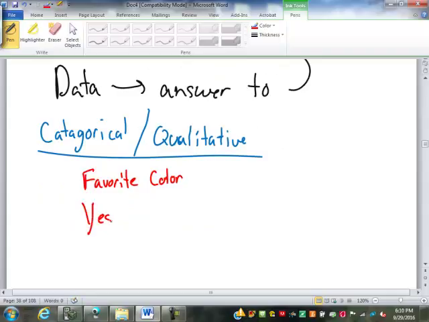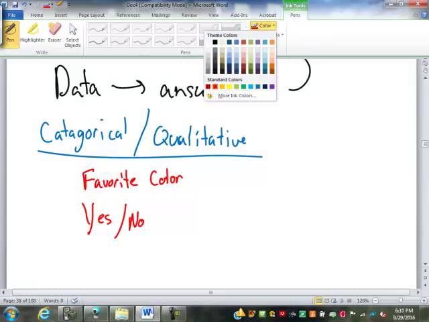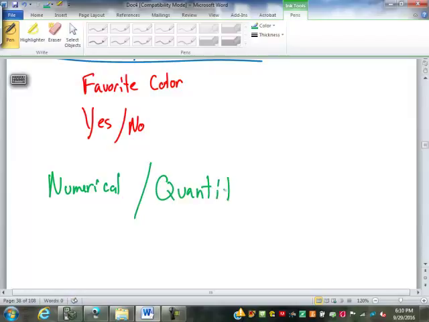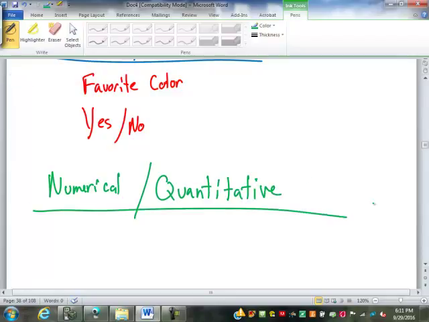All yes or no questions are categorical or qualitative because either you're in the group or you're out of the group. So it puts you in a category or measures a quality about you. Then we have numerical or quantitative. Quantitative because it's measuring a quantity or a number. Numerical because, yes, the answer to that question is going to be a number.